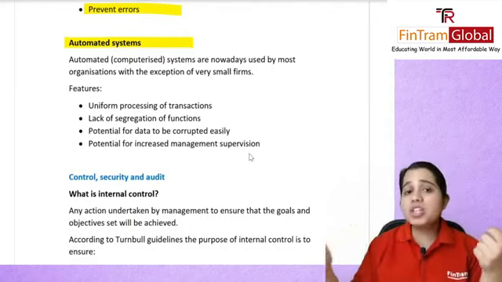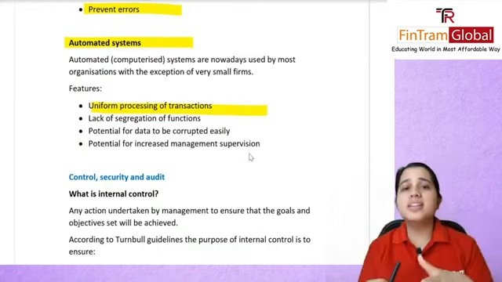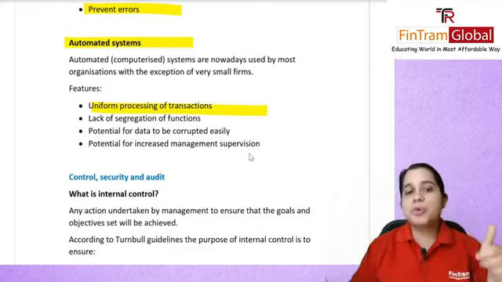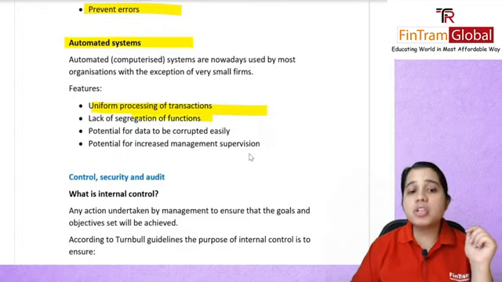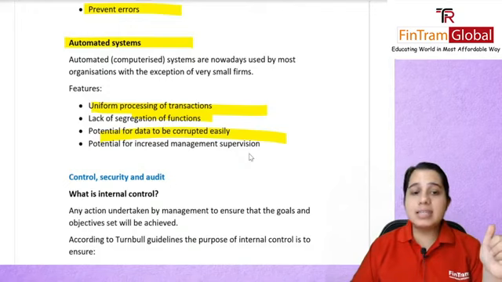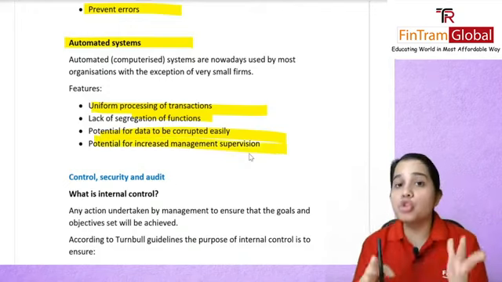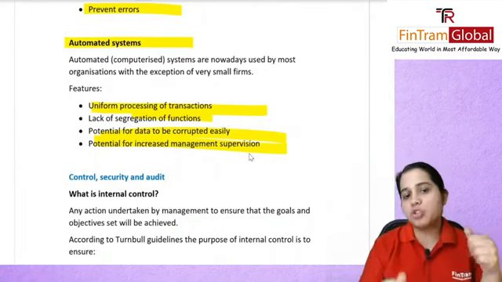Most of the work now is automated. Why? Because what are the features? There is uniform processing of transactions. You can put all the data and uniformly it will be processed. There is a lack of segregation of functions, and of course this data can be corrupted easily, and there is a need for increased management supervision now because of this automation.